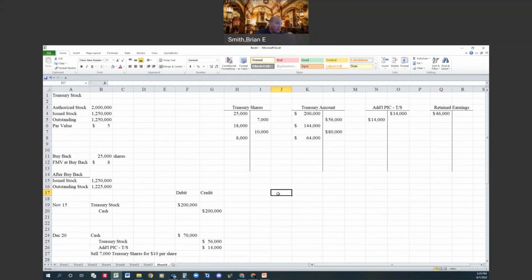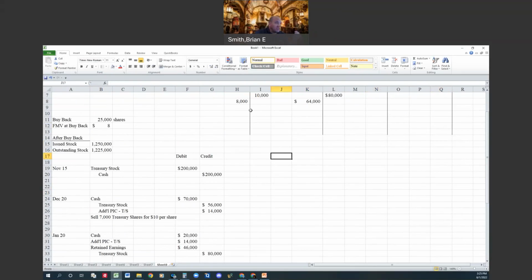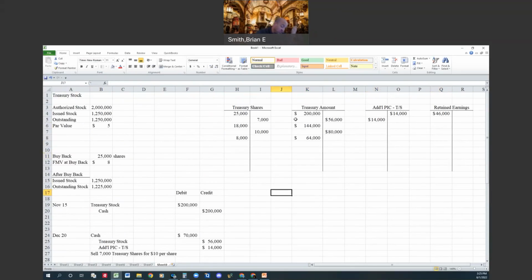And then we can sell the remaining 8,000 shares. Maybe we sell the 8,000 shares for $15 a share, and we increase our additional paid in capital again, and our treasury amount and shares will all go to 0, and then we're done. So we'll just have this additional paid in capital for our treasury shares as money we kind of made selling our own stock, right? So that's how we're going to deal with this as far as our treasury stock is concerned. Hopefully that helps clear things up if you've been having some struggles.